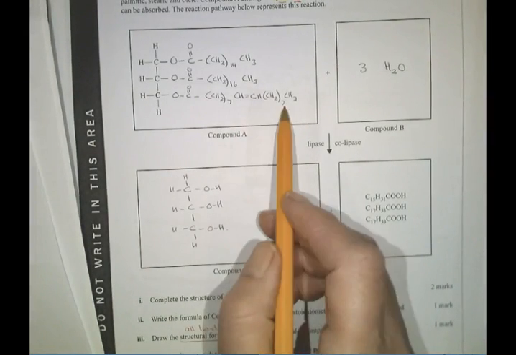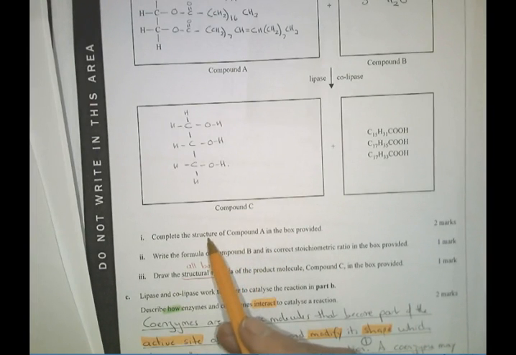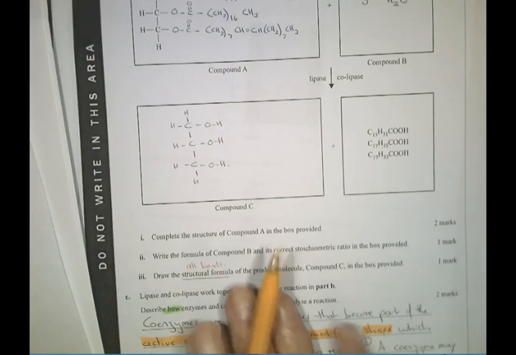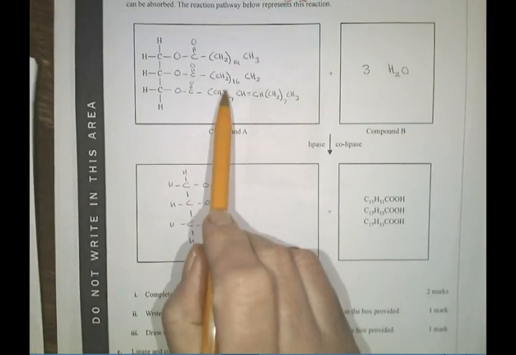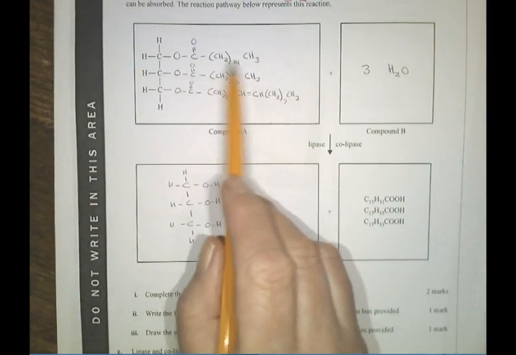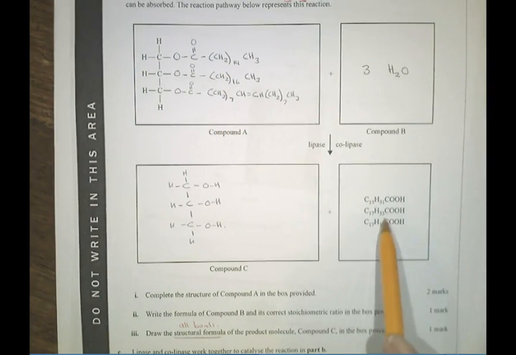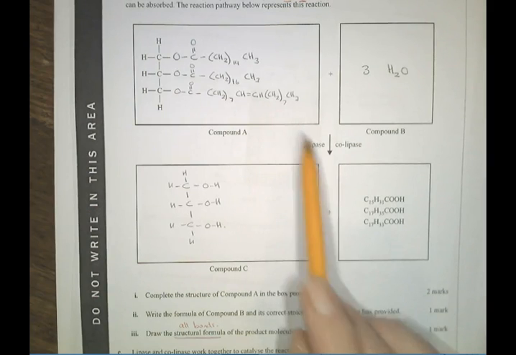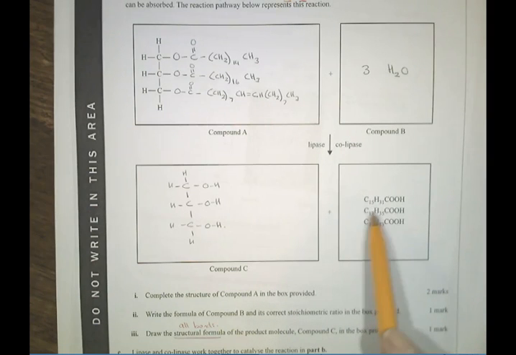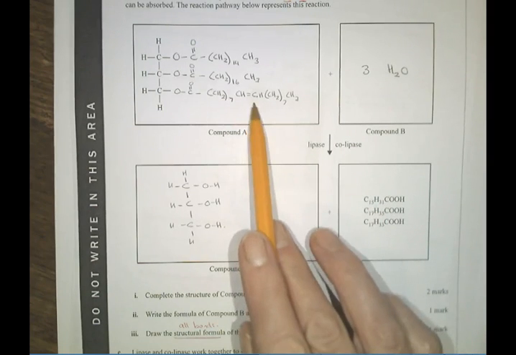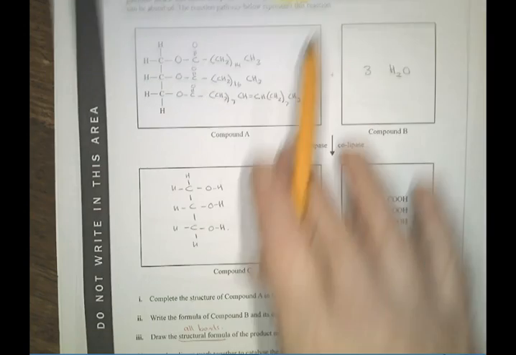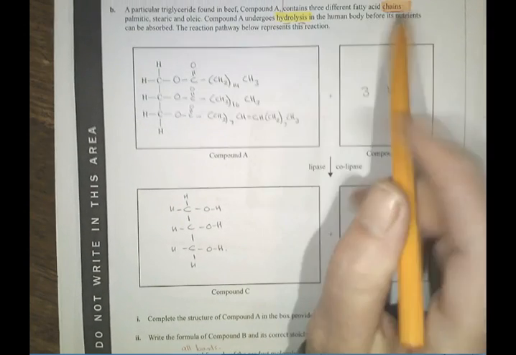So it's a little bit unclear from the question, complete the structure of the compound in the box provided. The answer that's given is this answer. It's a little bit unclear whether you had to write these like this, or whether you could have gotten away with doing it like this. I suspect you have to do it like this, probably because it's mentioned that there's chains.